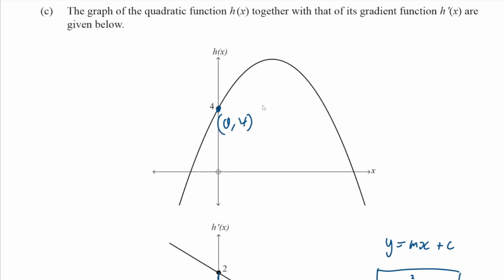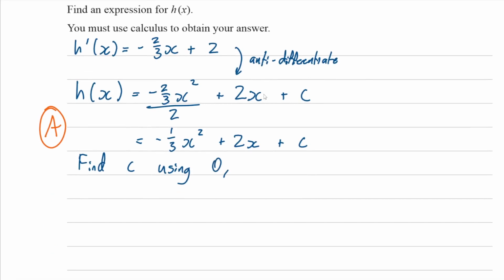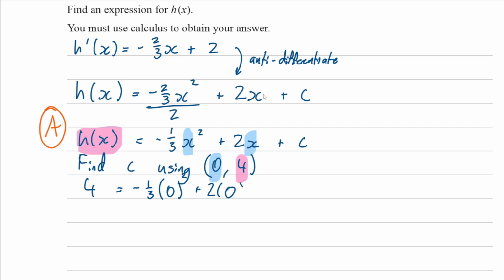So let's use that point, which has an x value of 0 and a y value, or an h of x value, of 4. So substituting those in, for h of x goes 4, for x goes 0, and we see that these two terms go to 0, and we're left with c equals positive 4.